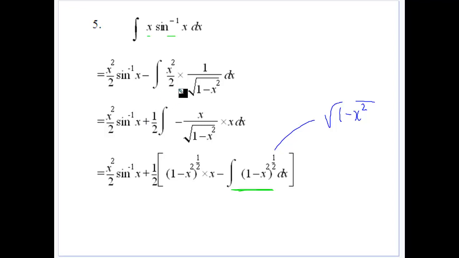That's not too bad. Unfortunately, though, that doesn't make it any simpler, really. Or it does make it a little bit simpler because we haven't got inverse sine of x. But it's still not an easy one to integrate. So we've got to go by parts again. So we clean it up a little bit.